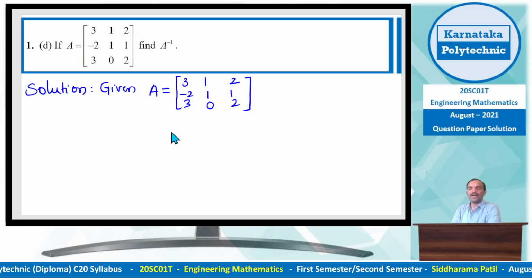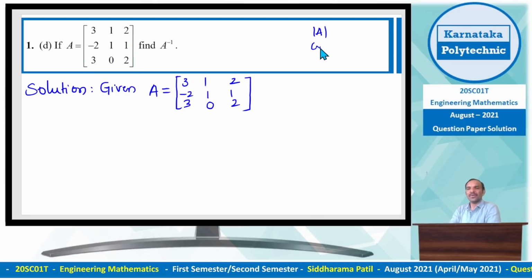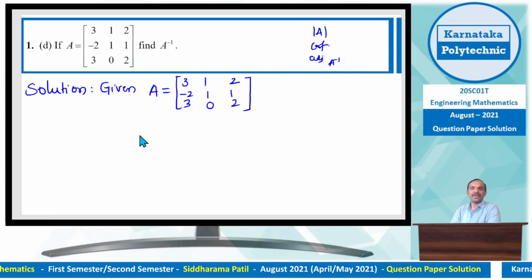First you have to find out the determinant value. First, what can we find out? The determinant. For the inverse, first you have to find out the determinant value, then cofactors, then adjoint, then inverse. There are 4 steps to find A inverse.